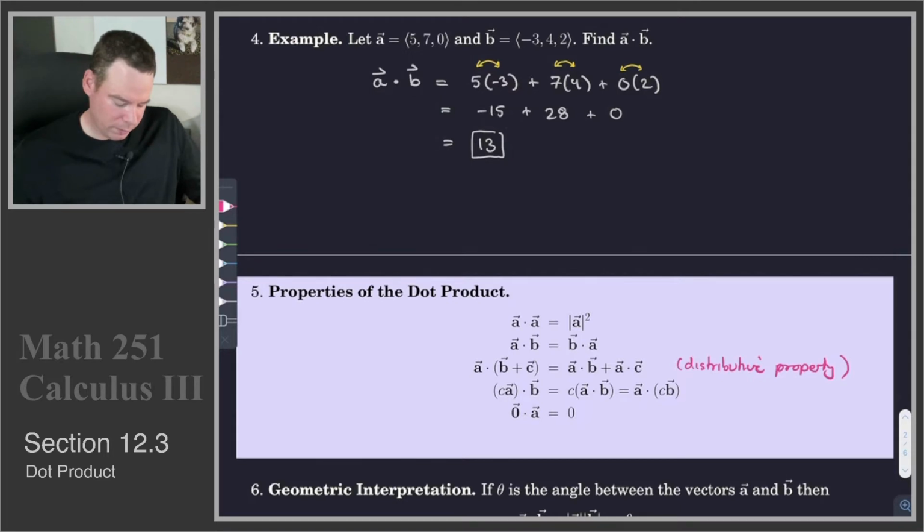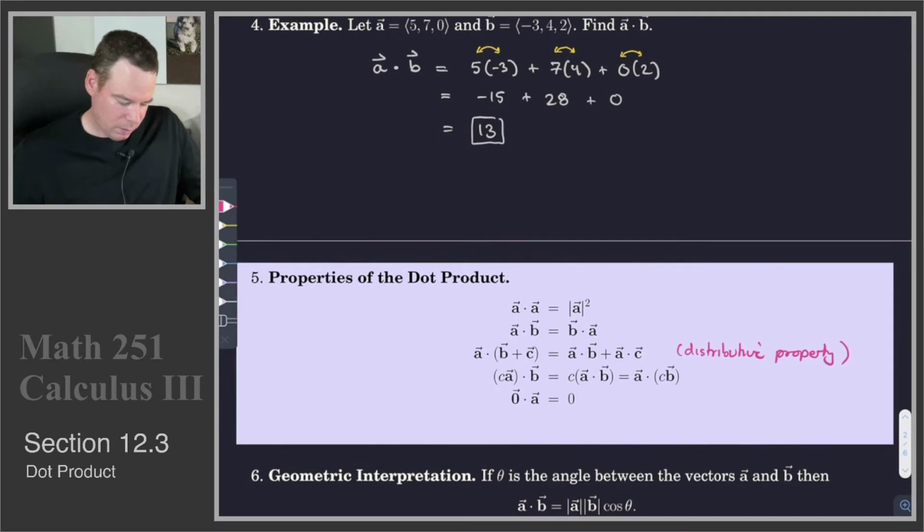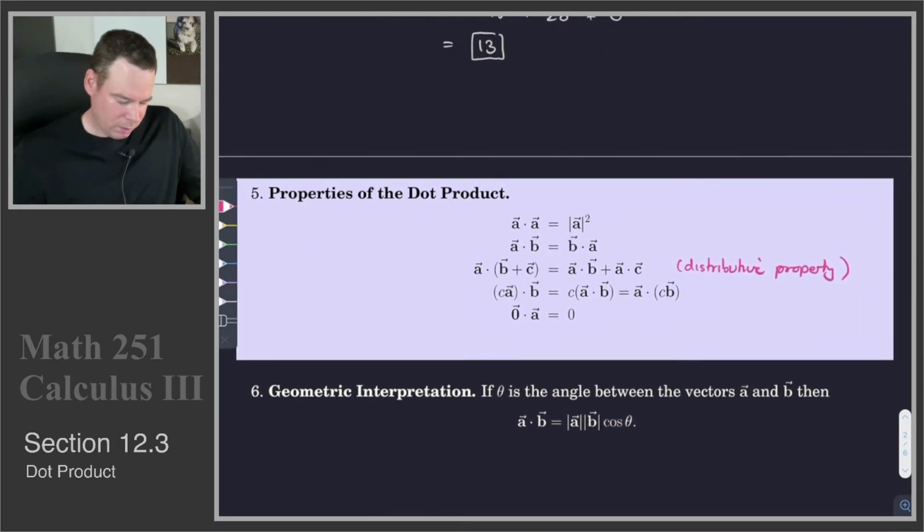Property number 4 is that if we scalar multiply a vector and then dot it with another one, that scalar could really float around and be put anywhere. We could take the dot product of the two vectors first, then multiply by the scalar, or we could have multiplied the vector b by the scalar and then dotted it with a. And the last property is if you dot any vector with the 0 vector, you get the 0 scalar. You get 0. So those are properties of the dot product.